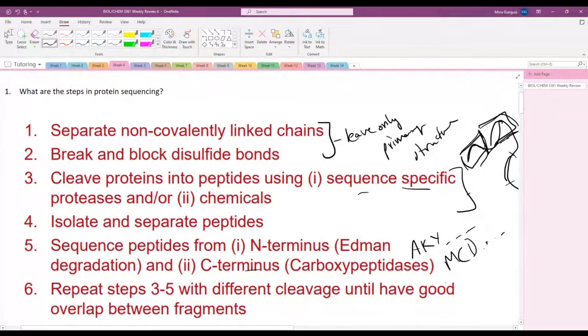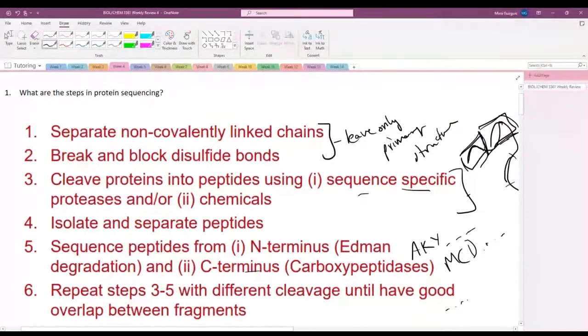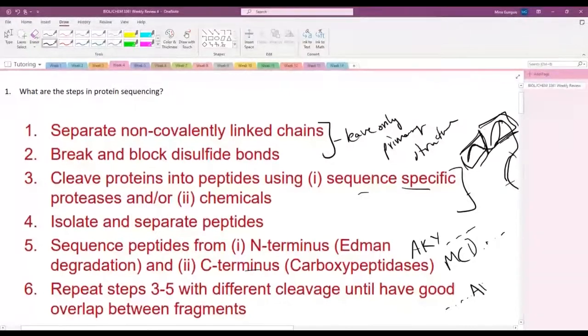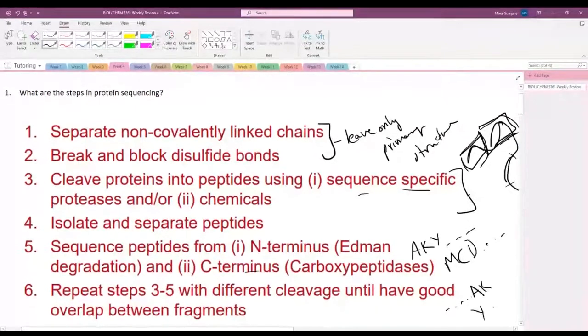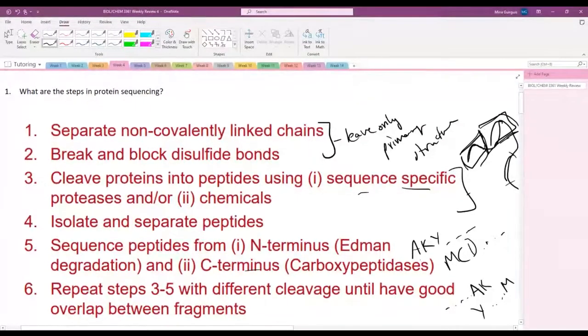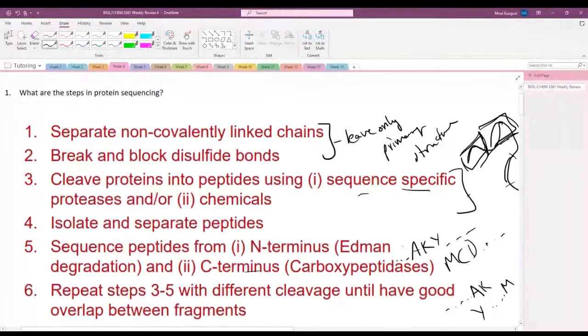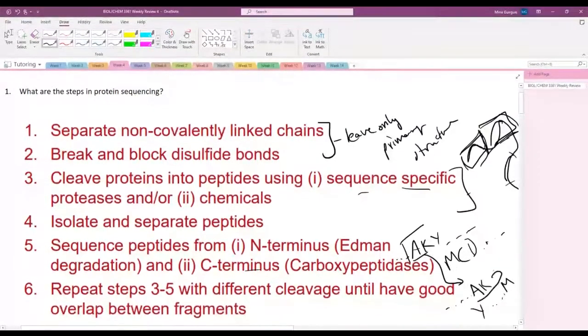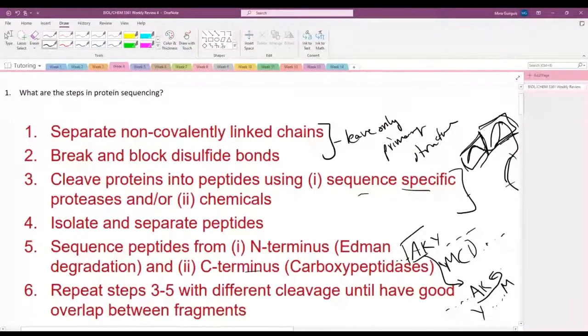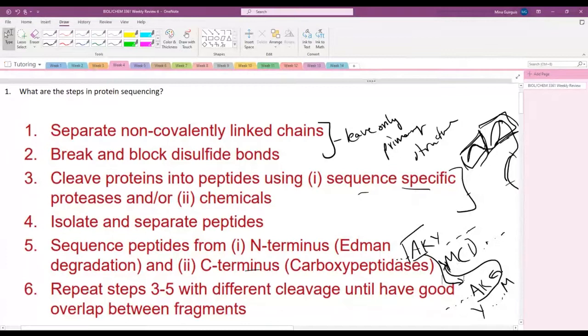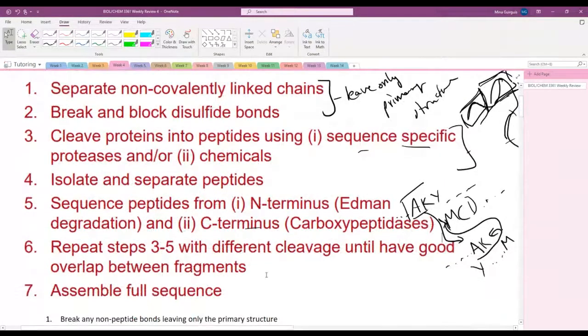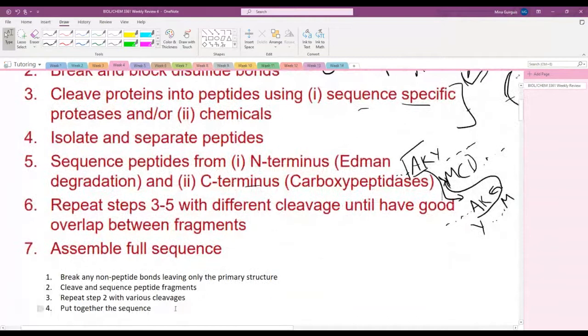Why? Because maybe the second time I do it, I'll get something like dot, dot, dot, dot, dot, AK, and then the next one will start Y, dot, dot, dot, dot, dot, M. And so I'll say, okay, this is this part right here, and it connects to this, which eventually leads to this, or something like that. And so we can put it together like puzzle pieces. I'll show an example in a little bit, but I just wanted to go over that. So then finally, assemble the full sequence. So these are the four steps that I use.